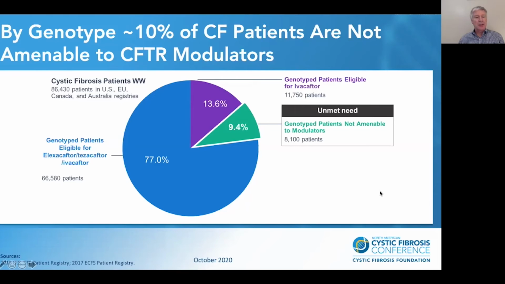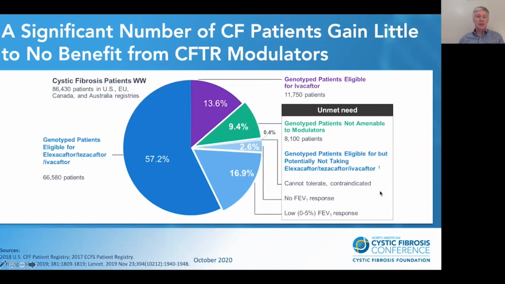But the story is more complex than this, because when you look at the clinical data for the triple combination, there's a proportion of patients who see no FEV1 benefit, and others who have a low level of FEV1 response. And so this unmet need expands from around that 10% mark to almost 30% of patients with cystic fibrosis. Now, an mRNA therapeutic has the potential to restore CFTR expression in a mutation-agnostic approach to help that 10% who are not amenable, but possibly all patients with cystic fibrosis.